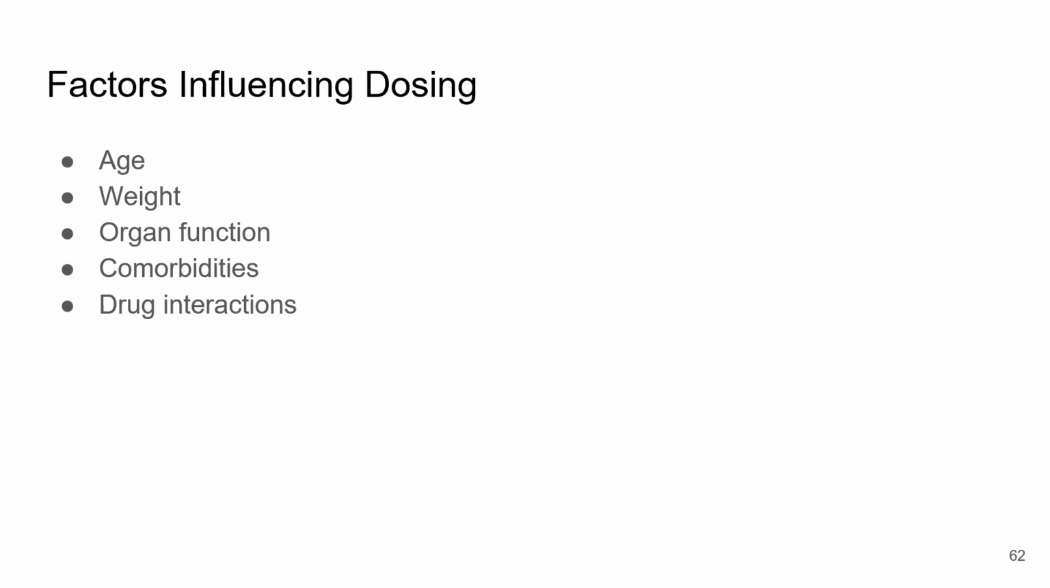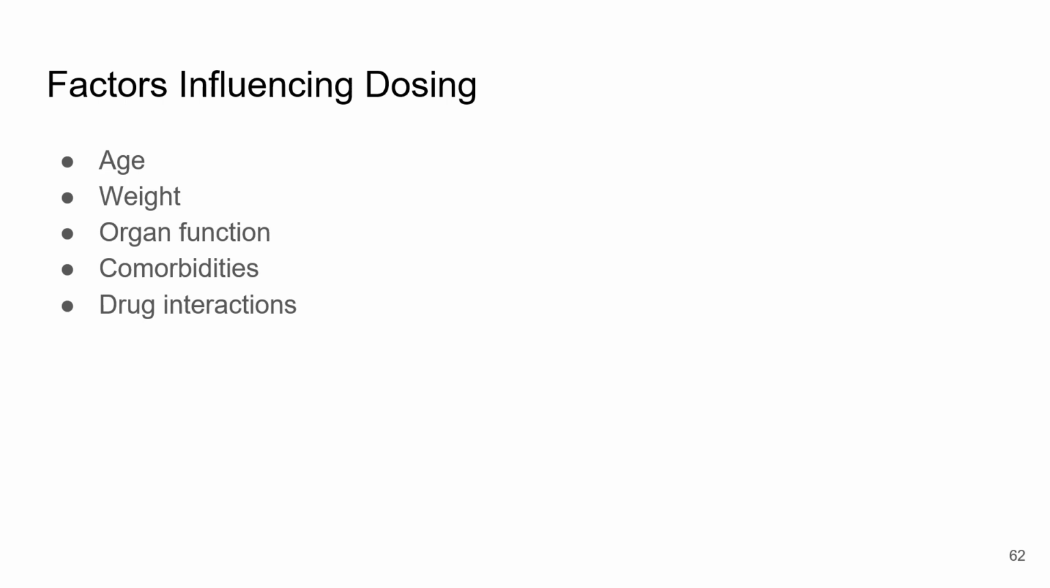So when we choose the dose, we're not randomly picking numbers. We are individualizing therapy based on the patient sitting right in front of us. So a few factors that will influence our dosing. Age. Of course, this matters because neonates and older adults metabolize and eliminate drugs very differently. So we can increase the risk of accumulation and toxicity, especially in those patients.